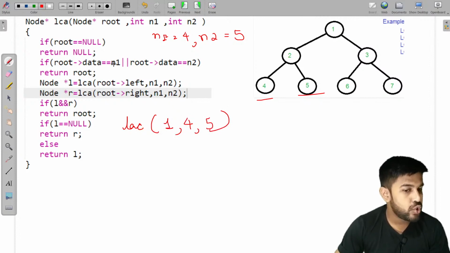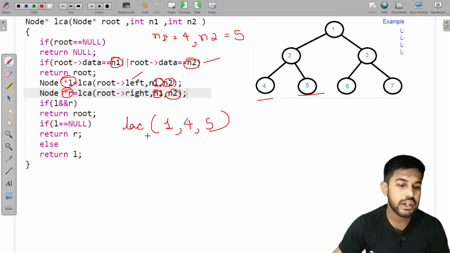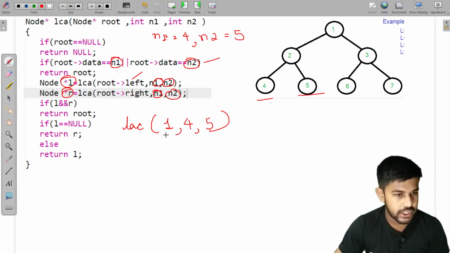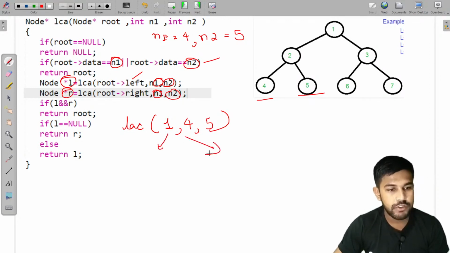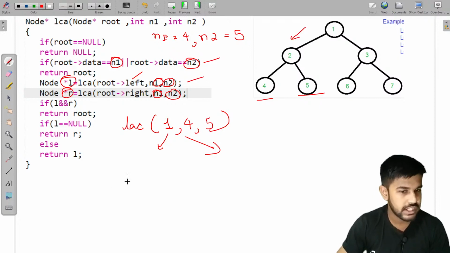Root dot data is not equal to n1, neither is it equal to n2, so this won't be executed. Next, root dot L is equal to LCA of root dot left, n1 and n2, and root dot R is equal to LCA of root dot right, n1 and n2. Now this would return L and R, so this is going in two directions, L and R. We are first moving to the left, so let's complete the left first.